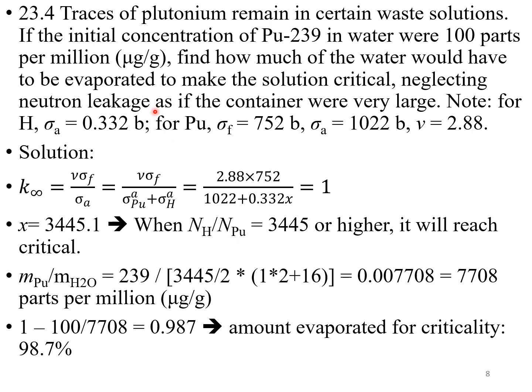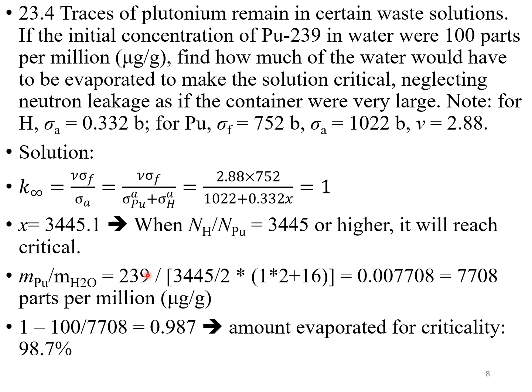Then for this problem, the concentration of plutonium is given as ppm for the mass. Therefore, we need to calculate what is the new ppm for this plutonium. Then we use the definition for this concentration. So we have plutonium mass over the water mass.